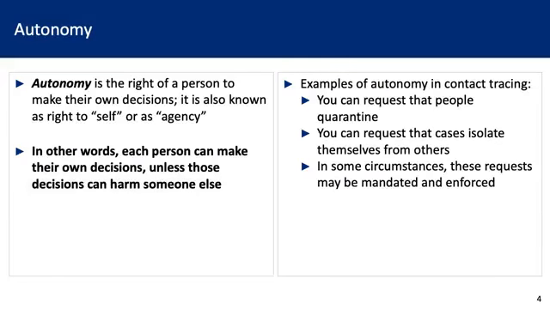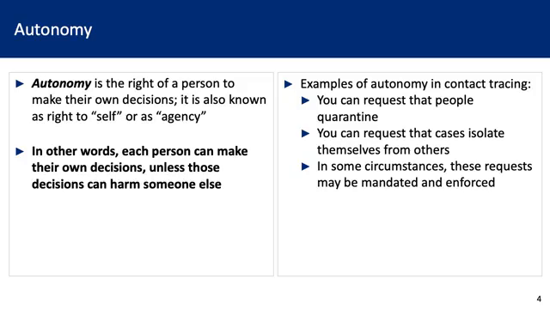Next, let's talk about autonomy. Autonomy legally means the right of a person to make their own decisions. It's also known as the right to self-determination or as agency. What this really means is that each person can make their own decisions. This is true unless the decisions they make or the things they do can harm someone else. And we all know that this is true.